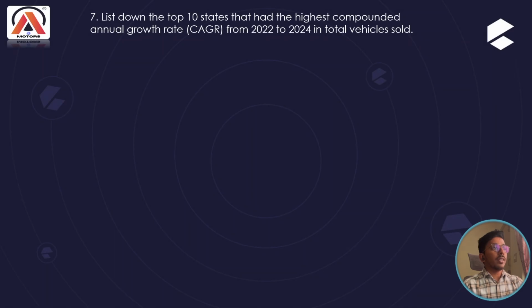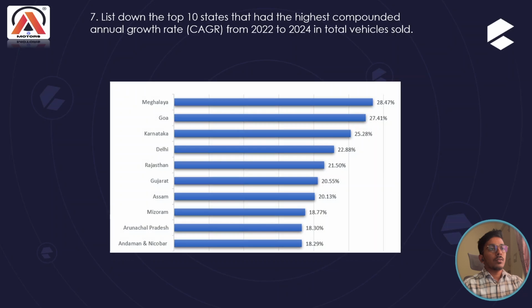List down the top 10 states that had the highest compounded annual growth rate from 2022 to 24 in total vehicles sold. So through this bar chart, we can divide this into 3 categories. States like Meghalaya, Goa, and Karnataka fall into the first category, which is greater than 25% CAGR. States like Delhi, Rajasthan, Gujarat, and Assam fall into the second category, between 20 to 25% CAGR. And states like Mizoram, Arunachal Pradesh, and Andaman and Nicobar fall into the less than 20% category.